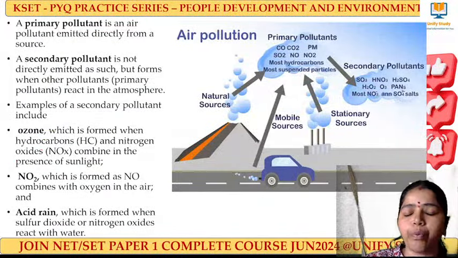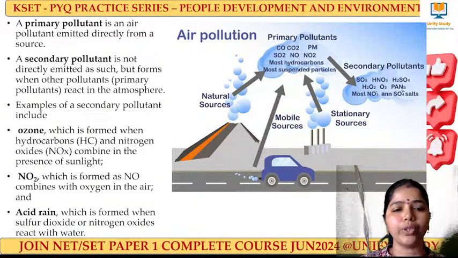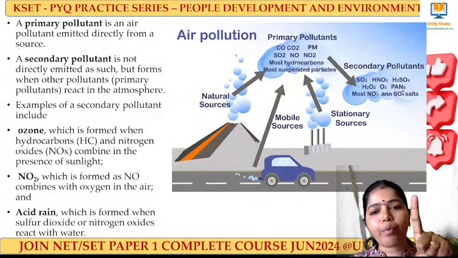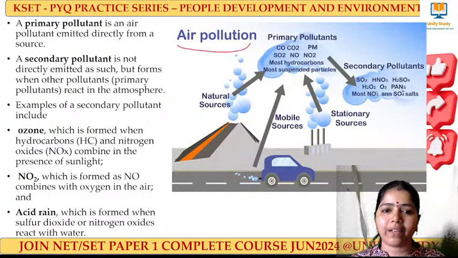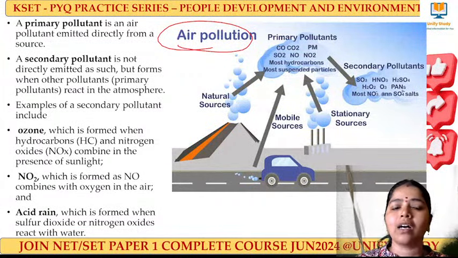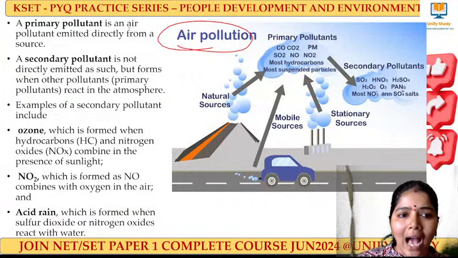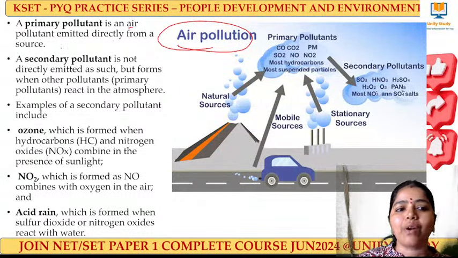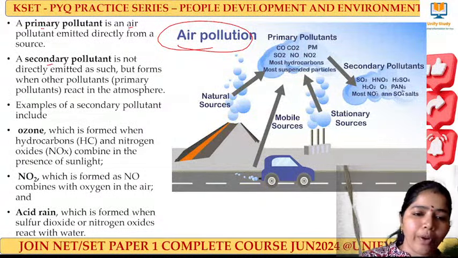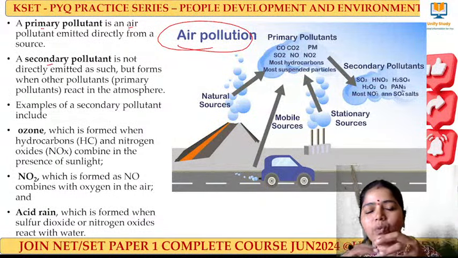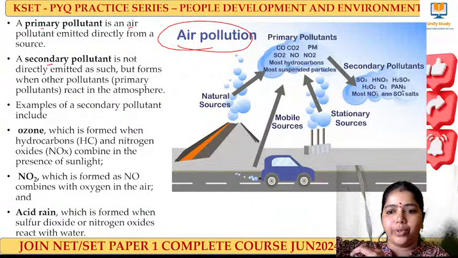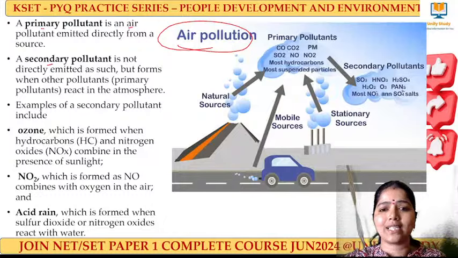So when we go into pollutants, we have primary pollutants and secondary pollutants with respect to air. A primary pollutant is an air pollutant emitted directly from a source. A secondary pollutant means the primary pollutant reacts with a gas that is there in the atmosphere and again becomes a pollutant, and that we call a secondary pollutant.